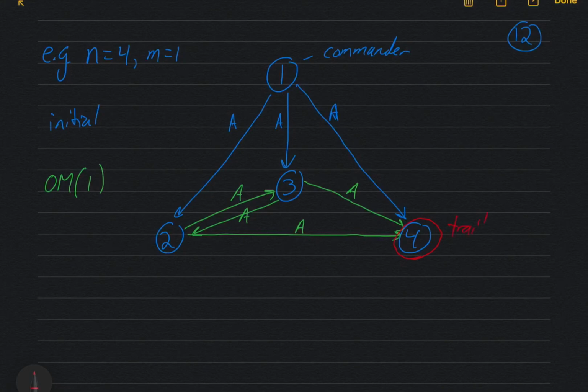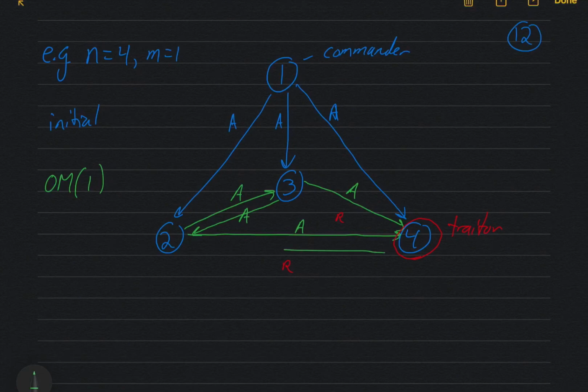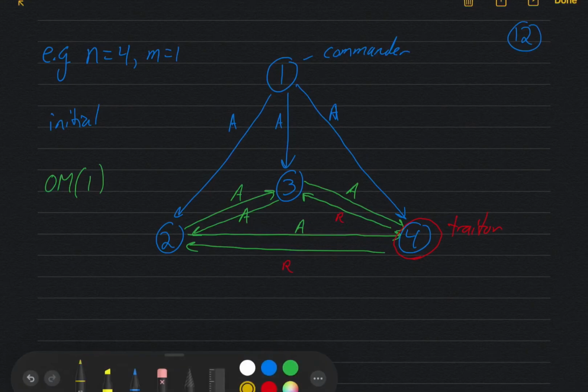And Lieutenant 4, for this example, is the traitor, and so it's going to send retreat and retreat to 2 and 3.